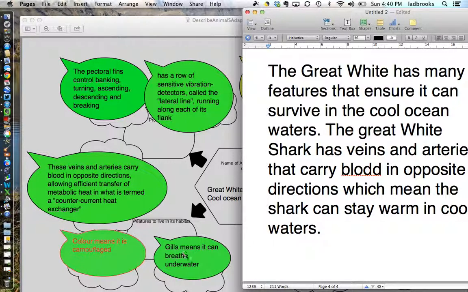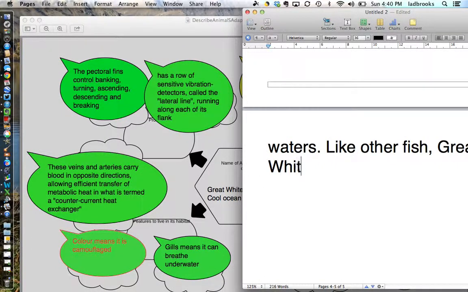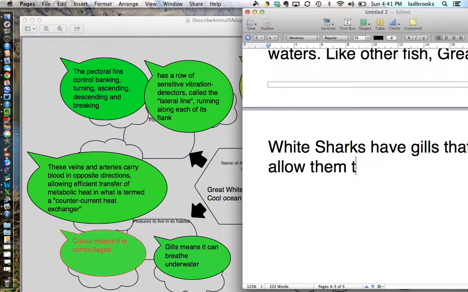Then I'm going to bring up my second point. This seems like a good one here because it's still with breathing. My second point is going to be gills. I'm going to put: like other fish, great white sharks have gills that allow them to breathe underwater.